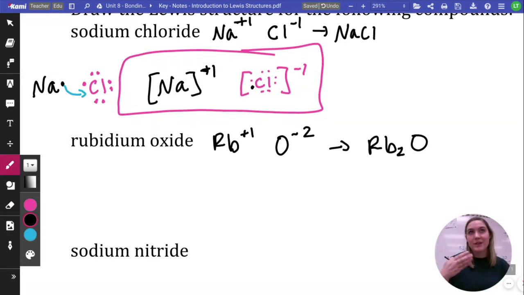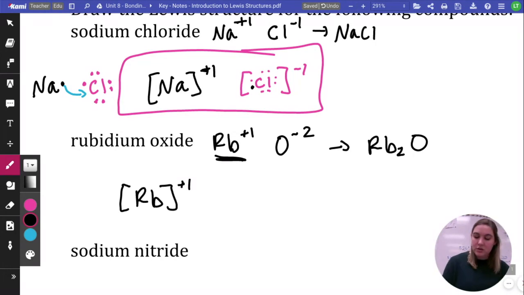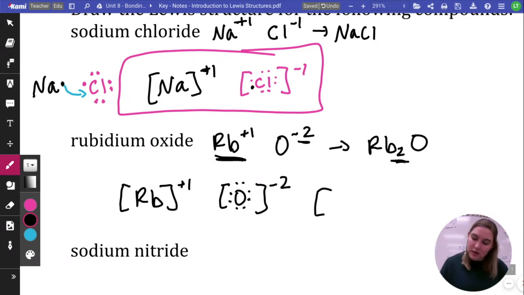Rubidium has 1 valence electron, but it's Rb plus 1, so that means it's lost 1 valence electron. It's lost its only valence electron. Now it's down to the next row, but it's lost its outer shell. So it's going to be Rb with a plus 1. Then we have O negative 2. Oxygen normally has 6 valence electrons. We have that negative 2 though, which means we've gained 2 electrons. So we have 1, 2, 3, 4, 5, 6, 7, 8 now. It had 6 originally. So oxygen with a negative 2. We have 2 rubidiums, so we need to draw it twice.